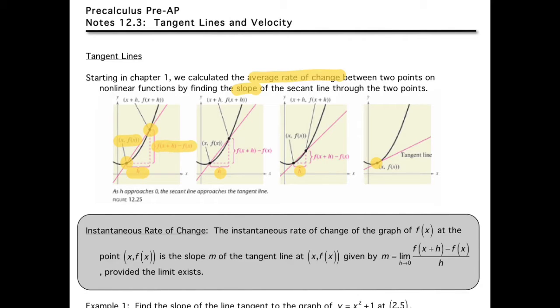And in order to do that, I use this formula down here, which is that my slope, m, is the limit as h approaches 0 of my difference quotient, which I hope you remember from chapter 1, but that's basically the change in y over the change in x when the change in x has gone to 0.